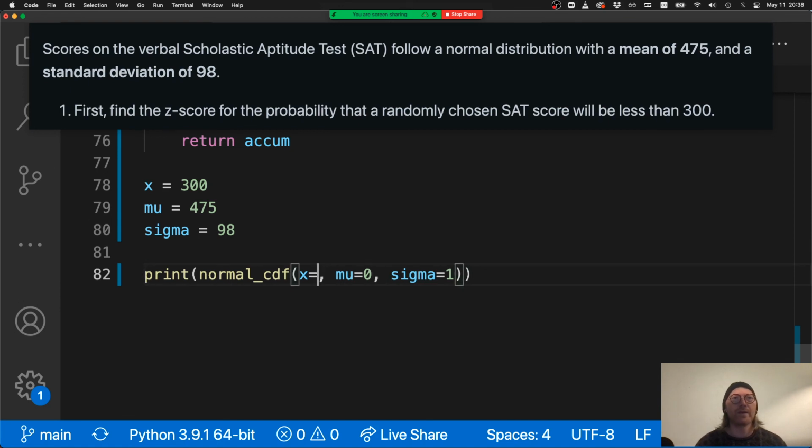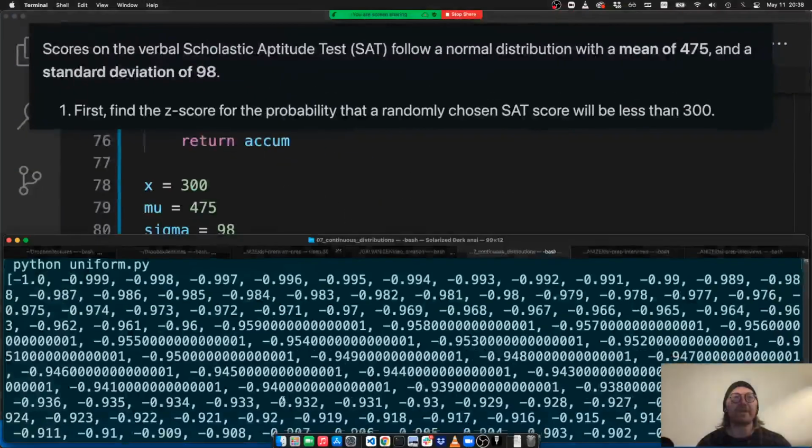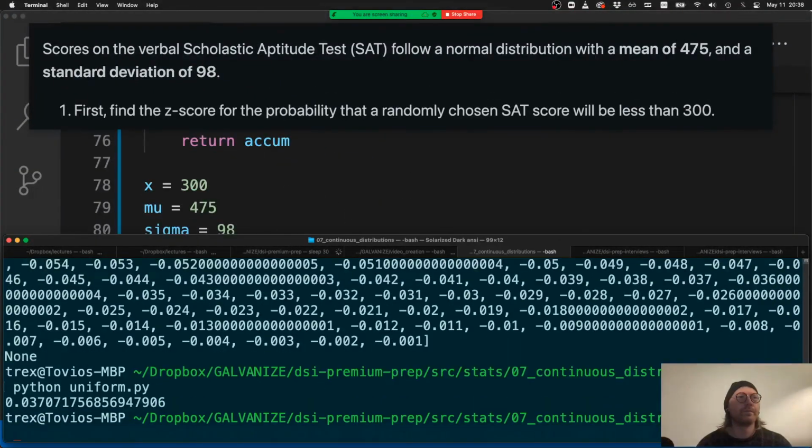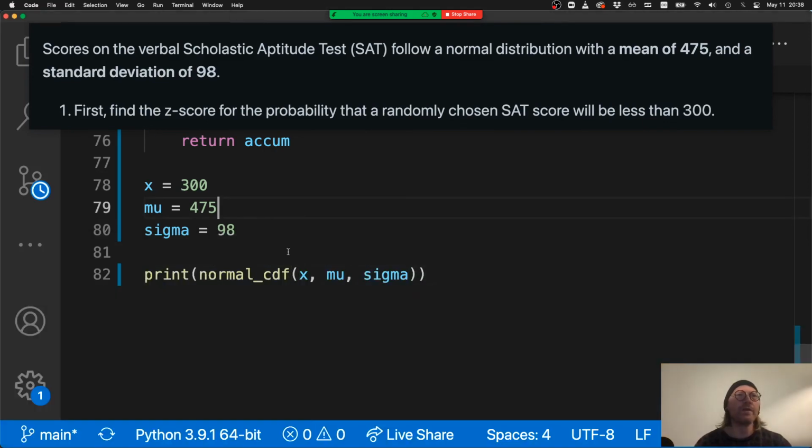All right, so x, mu, and sigma. And let's find out. So it looks like that's 0.03707, or 0.0371 would be a nice round for that.